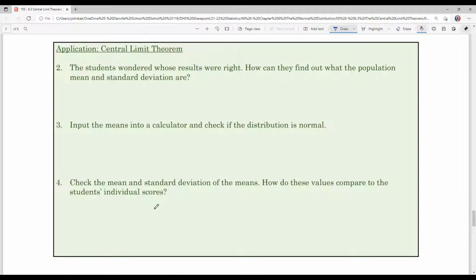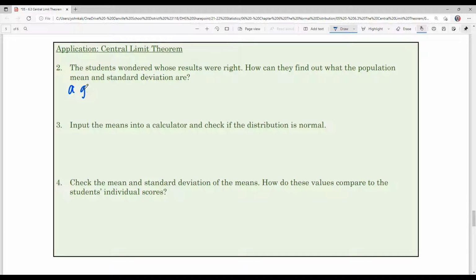Number two, the students wondered whose results were right. How can they find out what the population mean and standard deviations are? Well, an estimate for the population mean is to find the average of the sample means, and a good estimate for the standard deviation is to use the sample standard deviations.